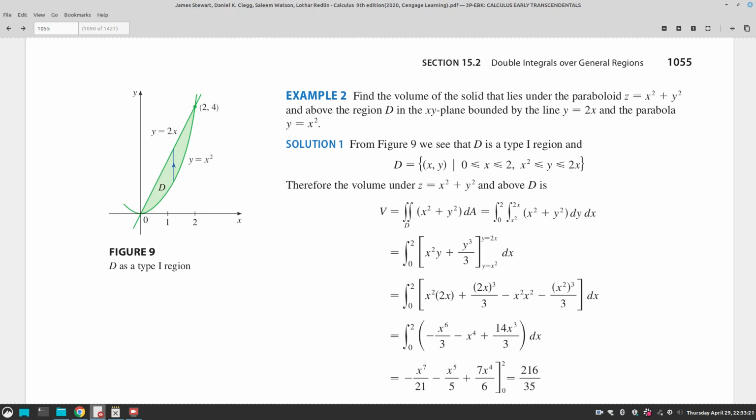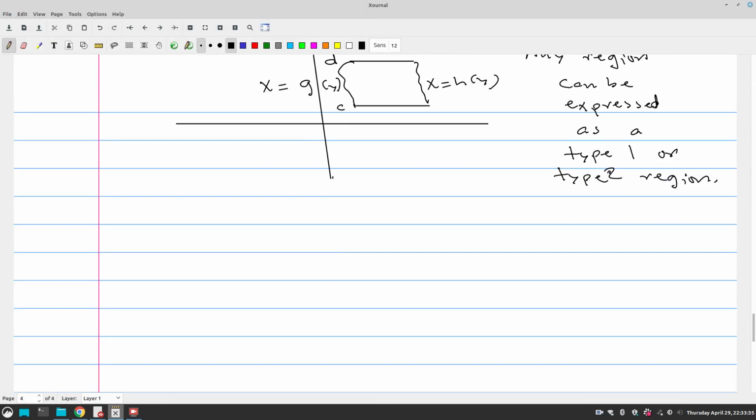the region of integration is a type 1 region. That's given in the first instance. The x goes from 0 to 2 and y goes from x squared to twice x. dy dx, x goes from 0 to 2 and y goes from x squared to twice x.